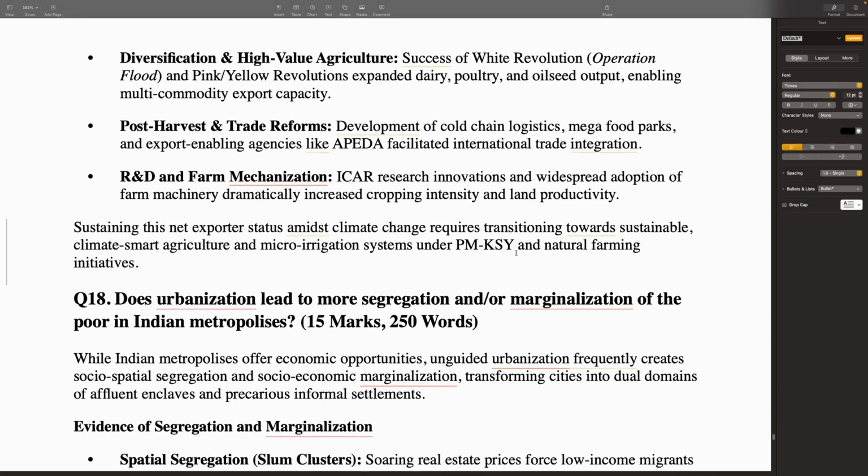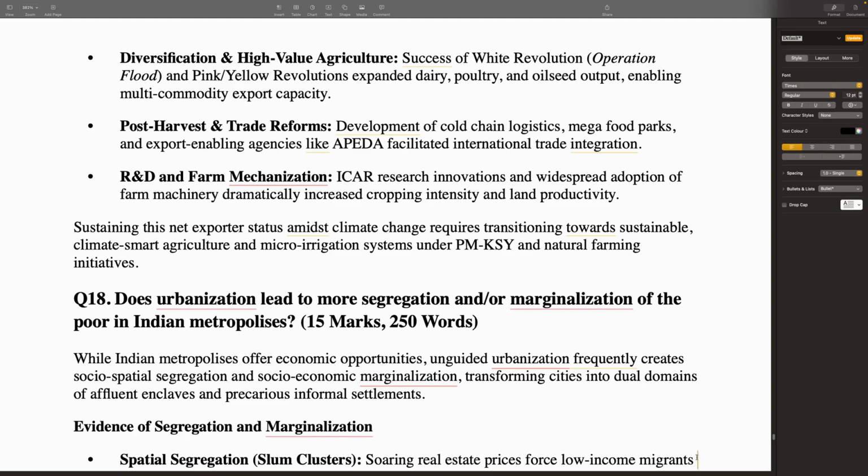Diversification and high-value agriculture: success of the White Revolution, Operation Flood, and Pink and Yellow Revolutions expanded dairy, poultry, and oilseed outputs, enabling multi-commodity export capacity. Post-harvest and trade reforms: development of cold chain logistics, mega food parks, and export-enabling agencies like APEDA facilitated international trade integration. R&D and farm mechanization: ICAR research innovations and widespread adoption of farm machinery dramatically increased cropping intensity and land productivity.